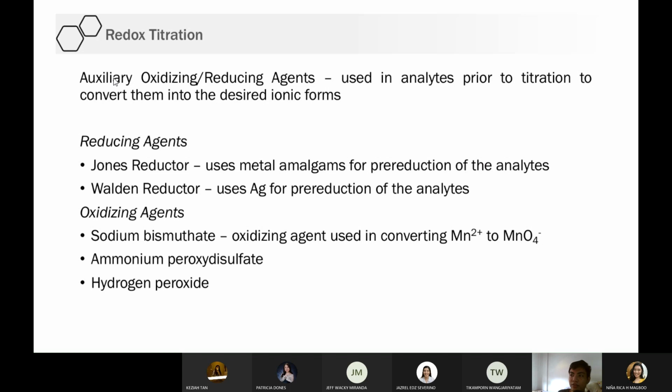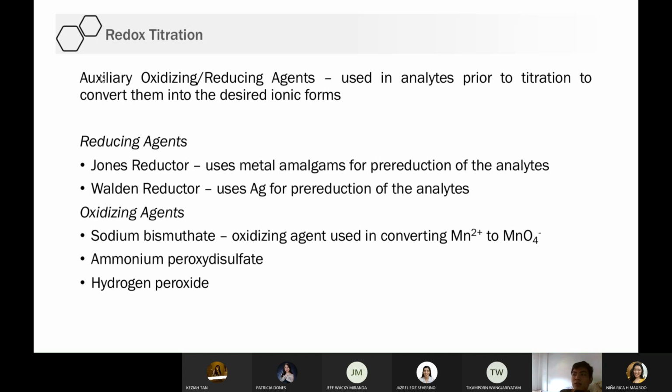If you want an auxiliary reducing agent, we use the Jones reductor or the Walden reductor. These chemicals are used to reduce the metal ion, so this is used to prevent them from oxidizing. If you want an auxiliary oxidizing agent, you use these chemicals: bismuthate, ammonium peroxide sulfate, and hydrogen peroxide.